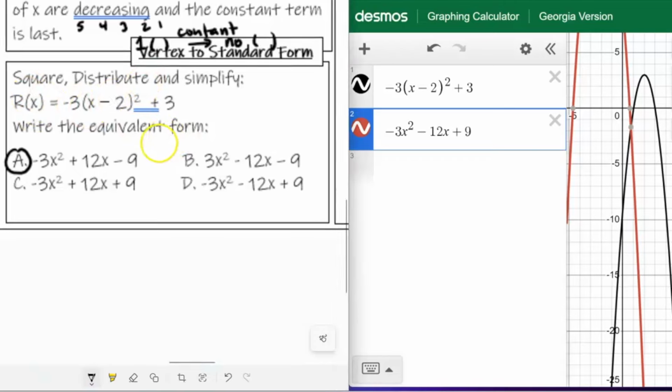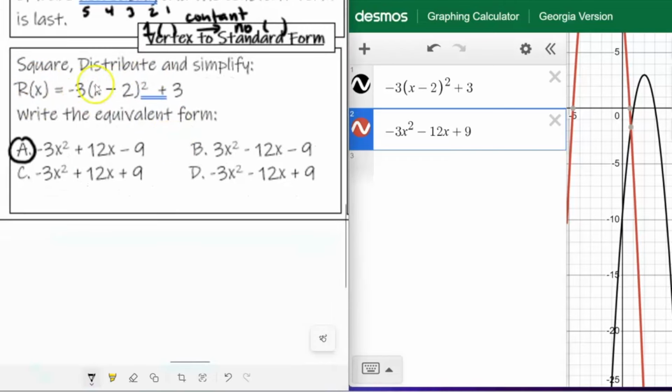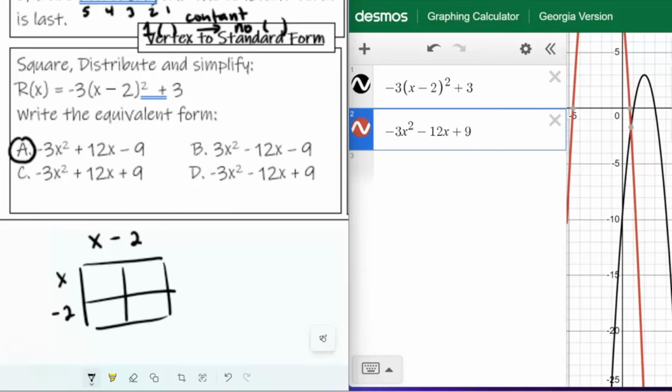Now I am going to show you how to quickly do this. However, I think most of the time they're going to give you the question in multiple choice. So again, what does this squared mean? This thing twice. All right, so I'm going to do x minus 2, x minus 2. Okay, so I'm going to do the box method for organization. That's that twice. Then when I get that answer, it's going to be negative 3 times whatever answer I got, and then plus 3.